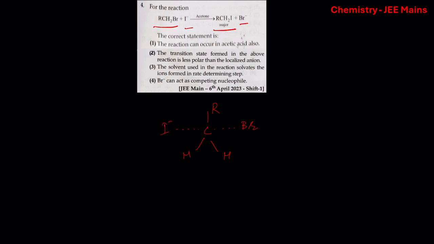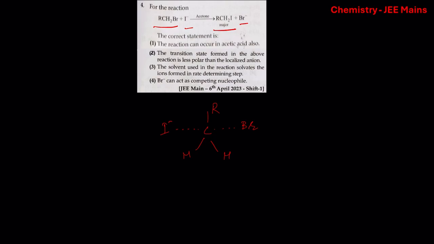For the reaction, this is primary alkyl halide plus iodide ion forming alkyl iodide, and bromide ion is one of the products. Now, in this reaction, this is primary alkyl halide. This reaction takes place by SN2 mechanism. Now, what happens during SN2 mechanism? This primary alkyl halide, it will form a transition state where carbon bromine bond will be partially broken and carbon and iodide bond will be partially formed.